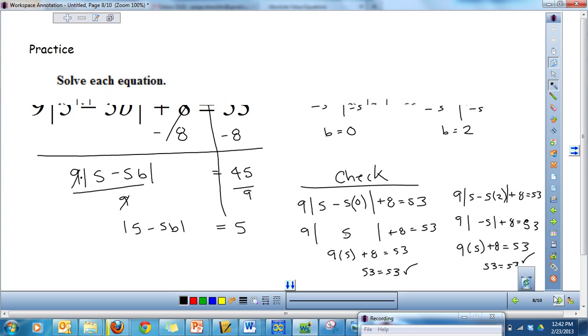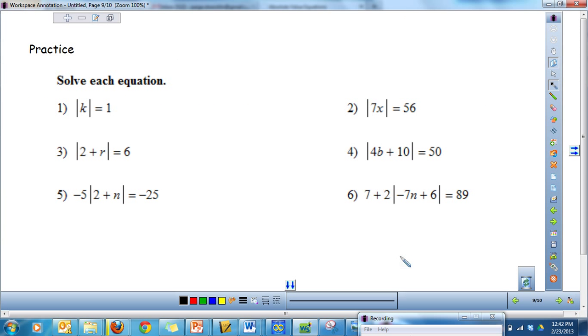Let's do one more example. Oh, actually, that was the last example. So now we have some practice problems. I want you to go ahead, pause the video, try these practice problems, and then when you're ready, you can go ahead and see the answers.